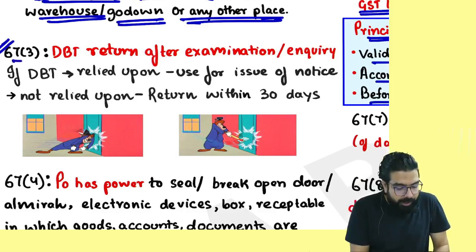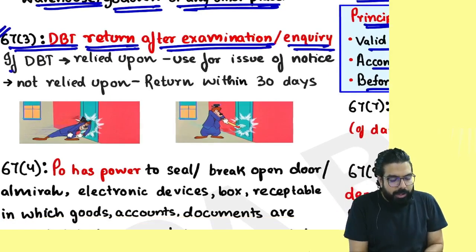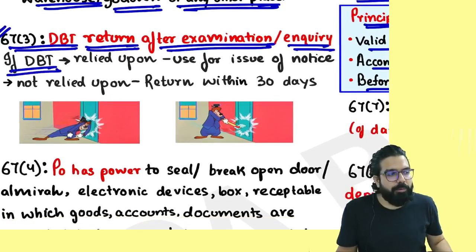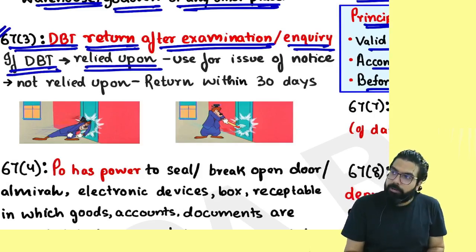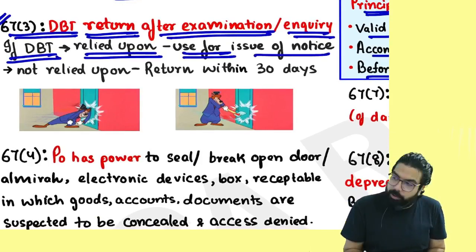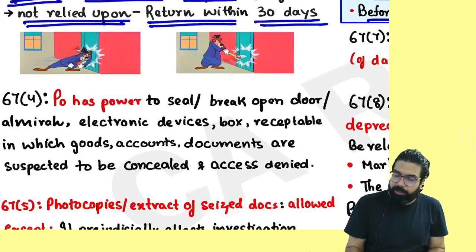They should return. It says documents, books and things are returned after examination or inquiry. If documents, books and things, DBT, means what, everyone? If documents, books and things are relied upon, then they will use them for issuing a notice. If they are not relied upon, they will return them to me within 30 days.